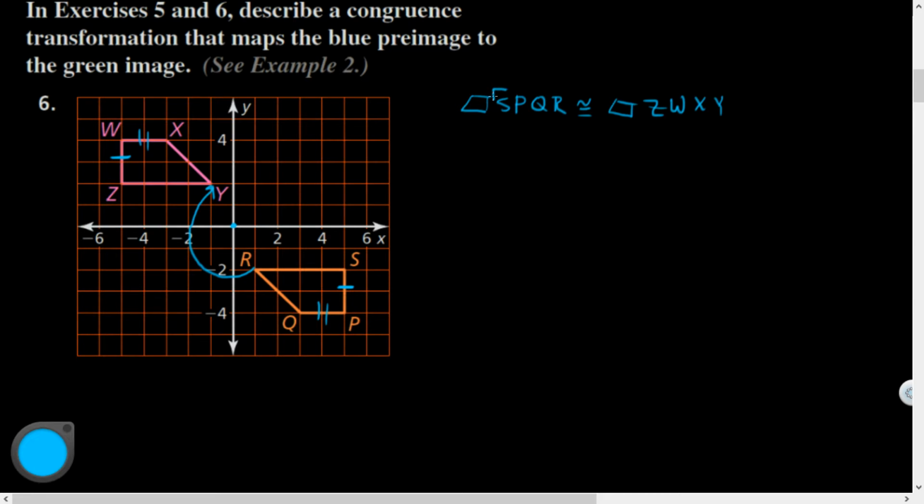Also, if I looked at any three letters combined, angle SPQ should be congruent to angle ZWX. So corresponding sides and angles are going to be congruent. And the way, oh, it looks like I did this the wrong way. I drew this as a negative 180 that I drew. But either way, it works this way too. So rotation 180 degrees about the origin.